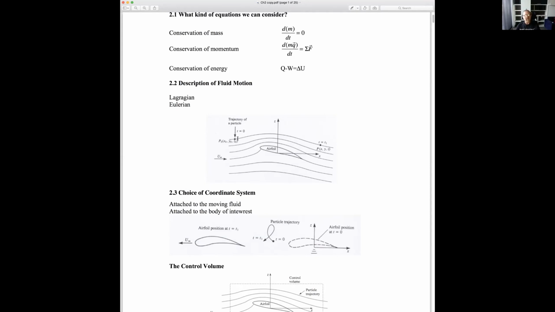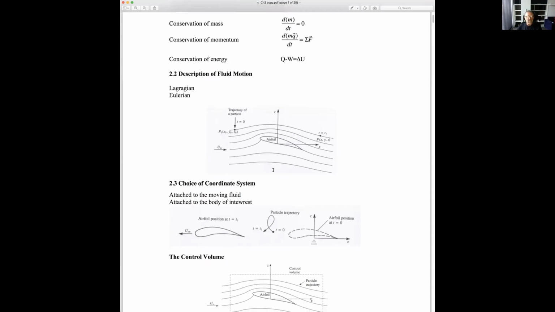If you pick the coordinate system on the object which is moving, here I put an airfoil, I think in the book I have a fish, then you can probably draw some lines and this picture may appear as a constant, if you do it right.